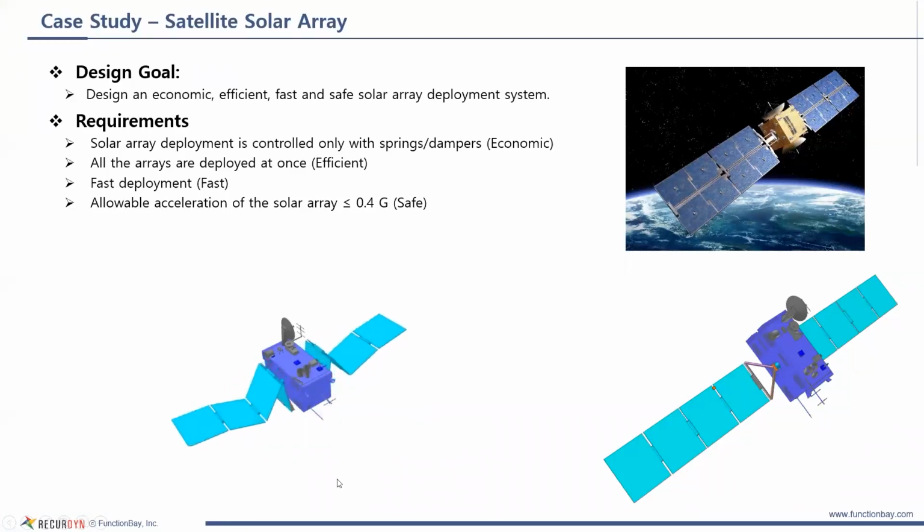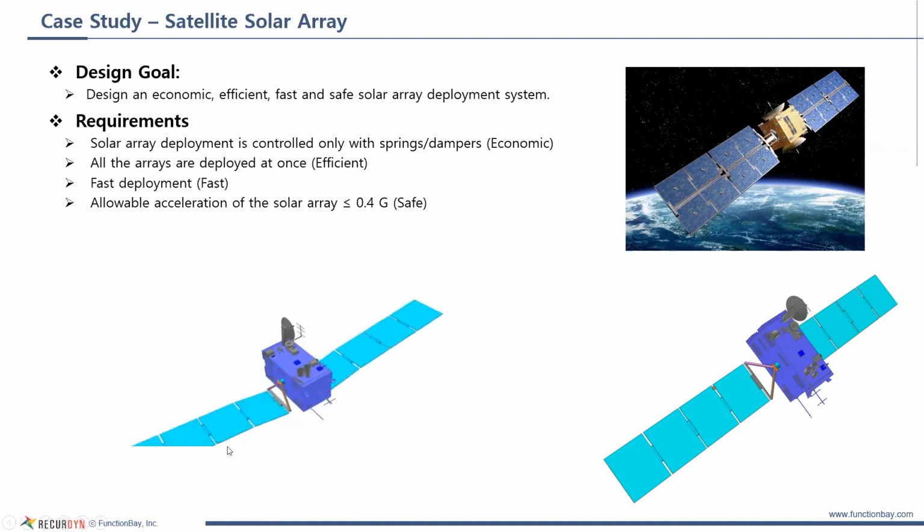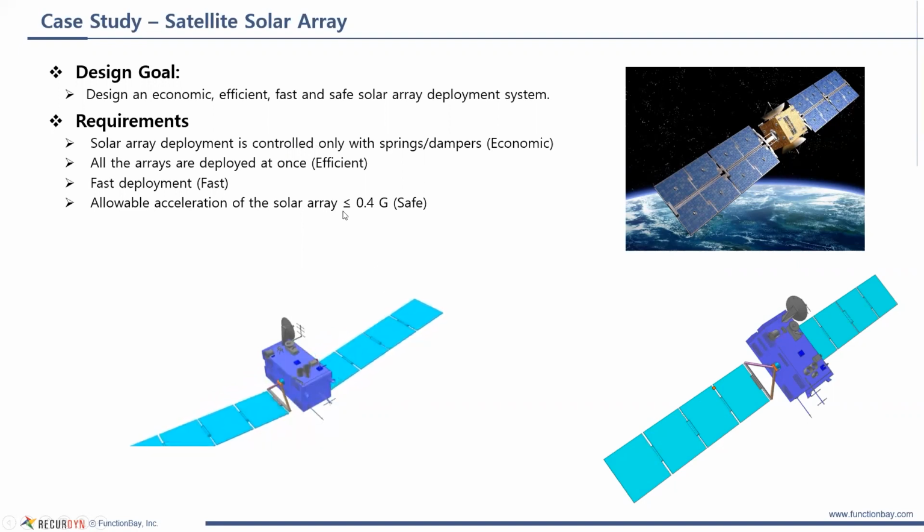This is an animation showing a satellite with solar arrays being deployed. The design goal here is to design an economic, efficient, fast, and safe solar array deployment system. The solar array system is controlled only with springs and dampers at these joints here to control the speed of the deployment.